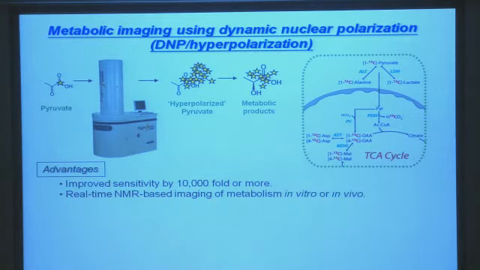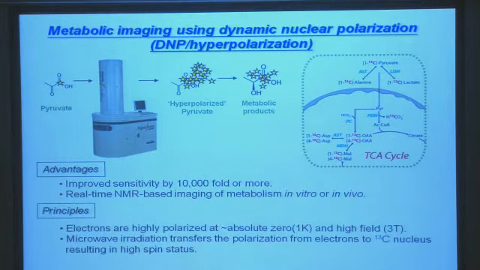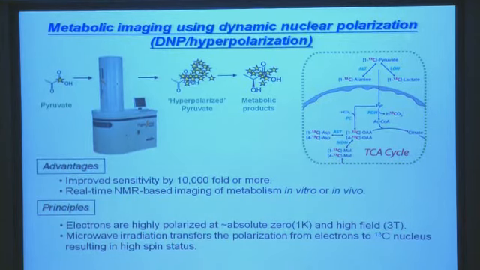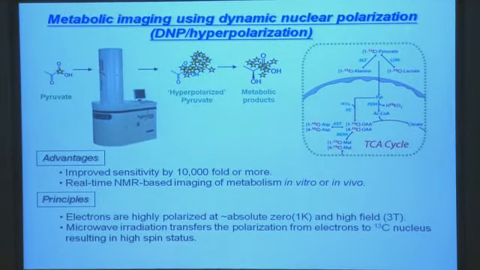Hyperpolarization has improved the sensitivity by 10,000 or more, and that drastically increased the feasibility of real-time NMR-based imaging of metabolism in vitro or in vivo. So how does this technique work? In principle, pure electrons are doped with the C13 material and placed in near absolute zero temperature and high magnetic field. They will be highly polarized.